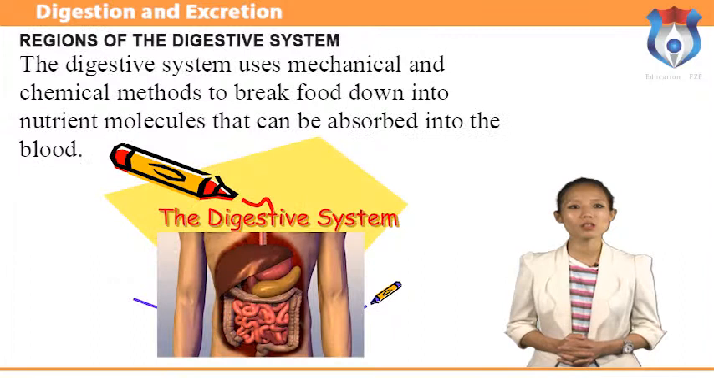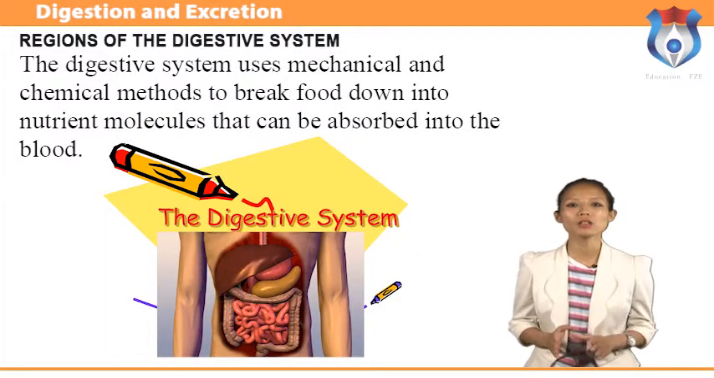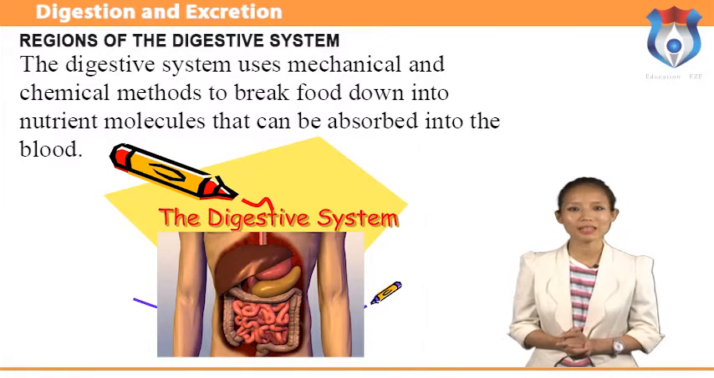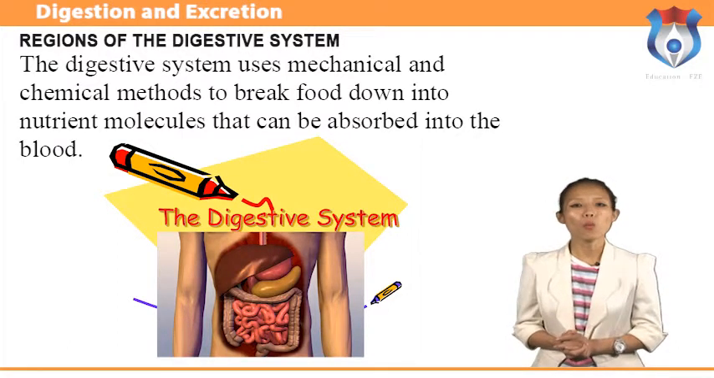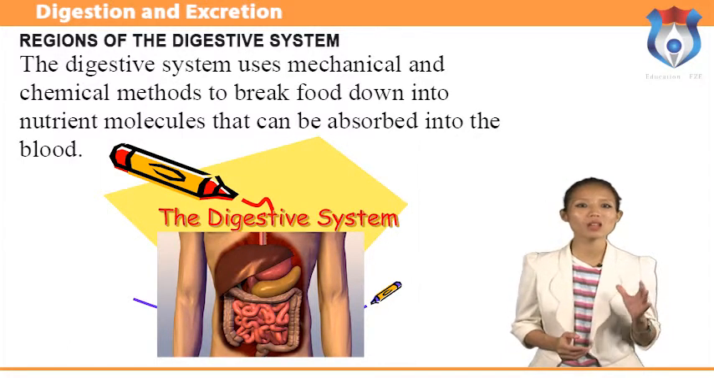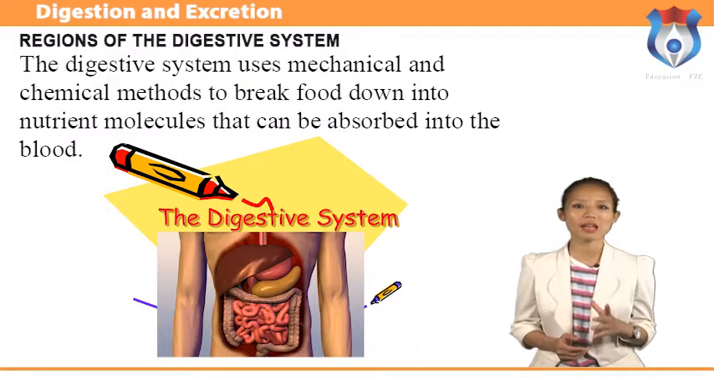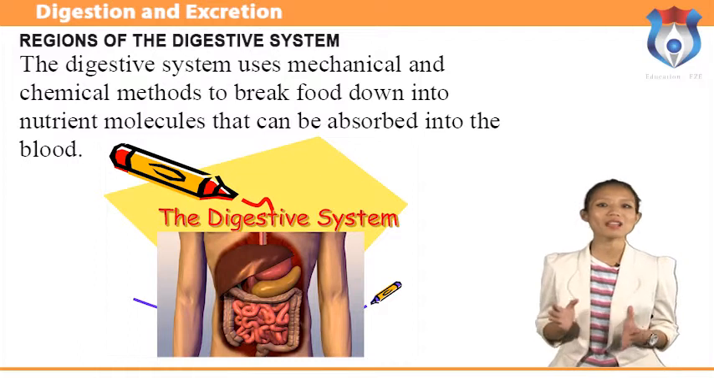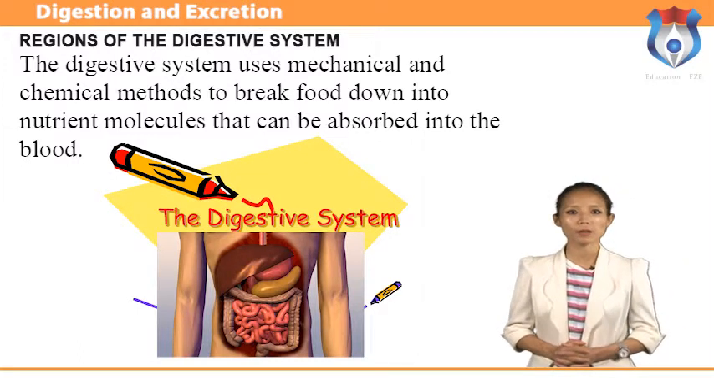The digestive system uses mechanical and chemical methods to break down food into nutrient molecules that can be absorbed into the blood. Once in the blood, the food molecules are routed to every cell in the animal's body. There are 2 types of animal body plans as well as 2 locations for digestion to occur.